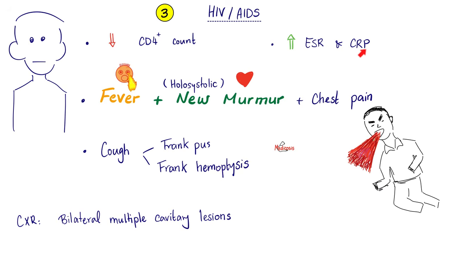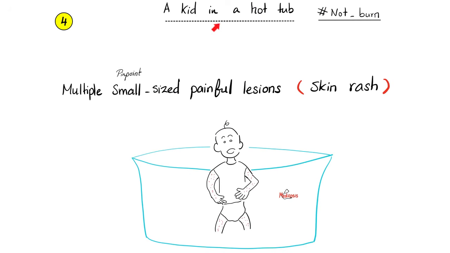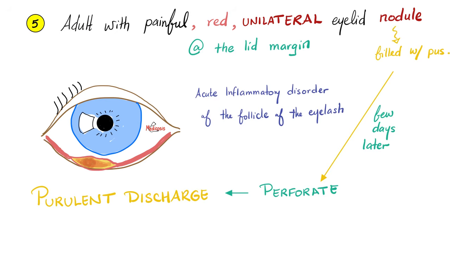Case number 3, immunocompromised, fever and no murmur, cough. What's all of this? All of this is Staph aureus. It's a severe disease if you're immunocompromised. I can get endocarditis and cavitary pneumonia. This kid had hot tub folliculitis, pinpoint multiple lesions. They are painful. 5. This adult had hordeolum or a sty.